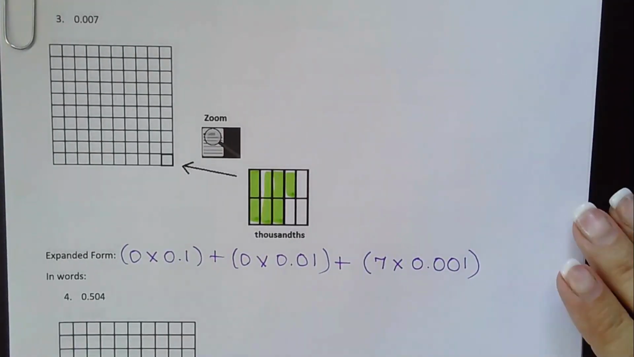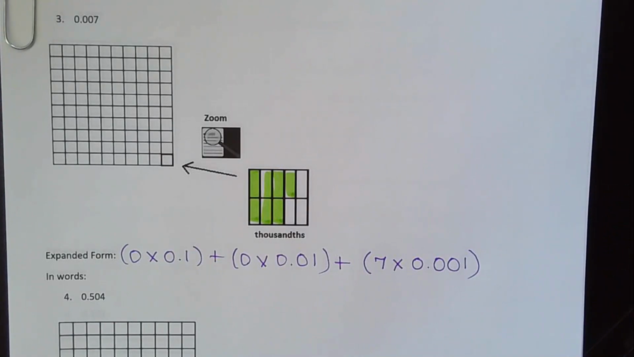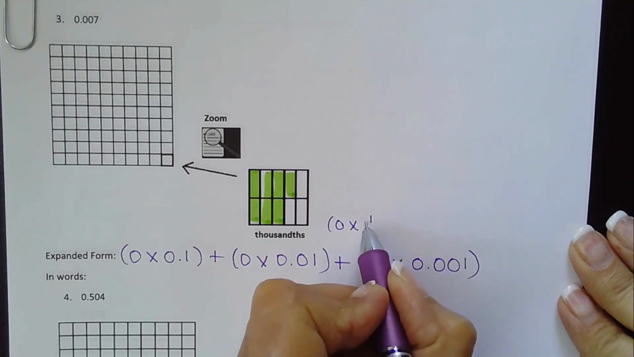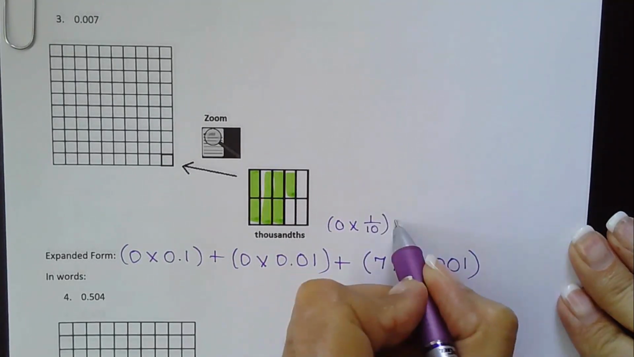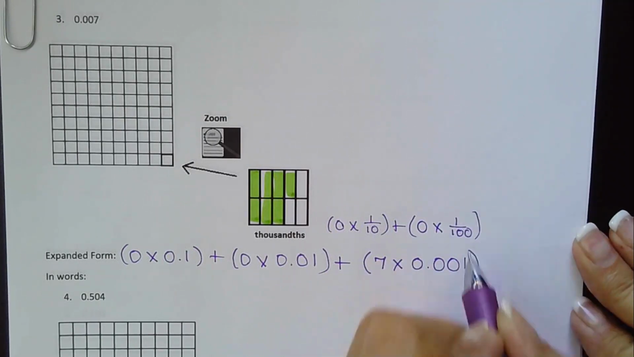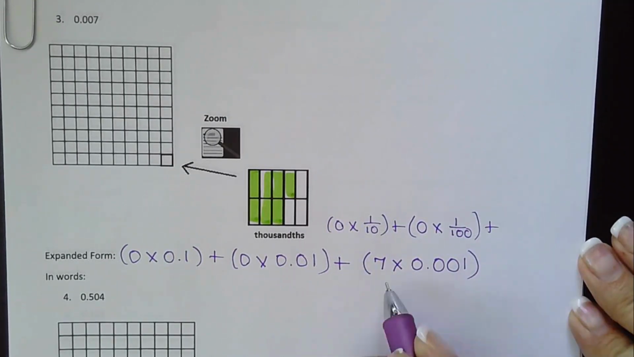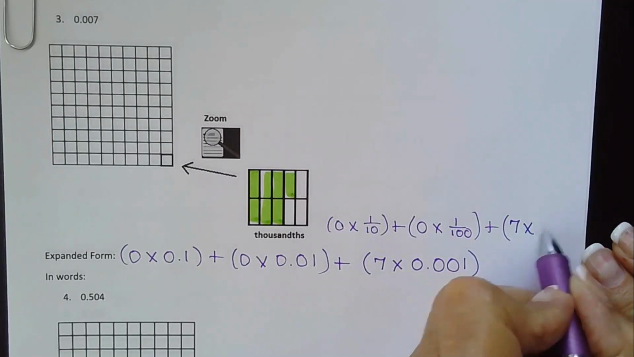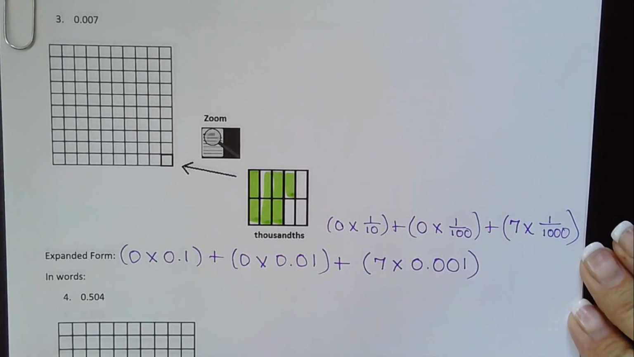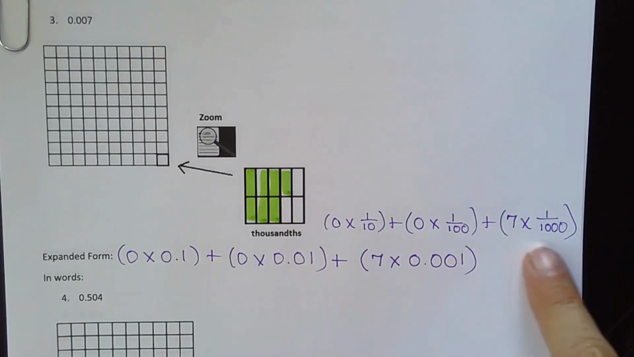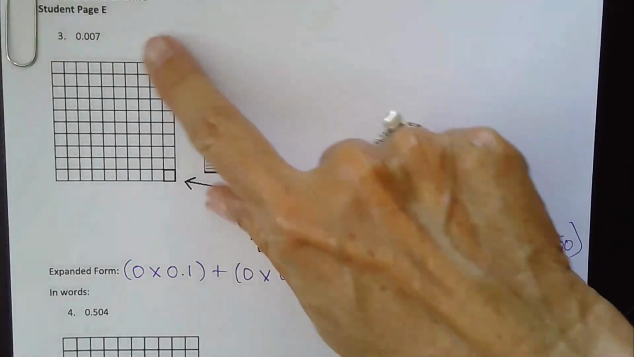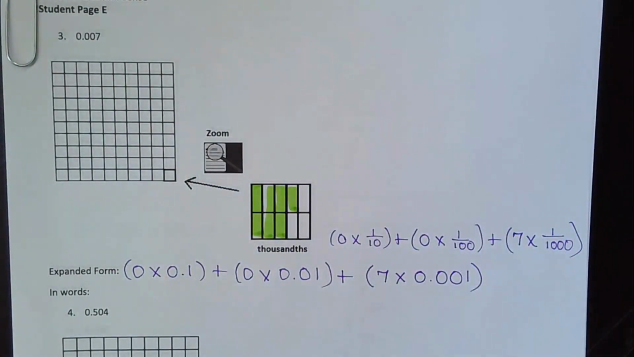And remember, we talked about this in the last video. This could be the same thing as 0 times 1/10 if we were using fractions, plus 0 times 1/100th, plus 7 times 1/1000th. So same thing, this is just writing it in fractions, this is writing it in decimals, which is probably what they wanted since the original problem is in decimals.